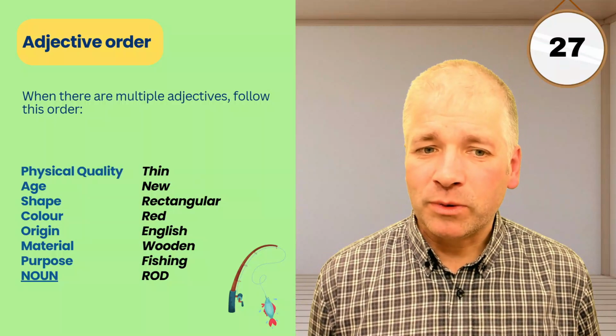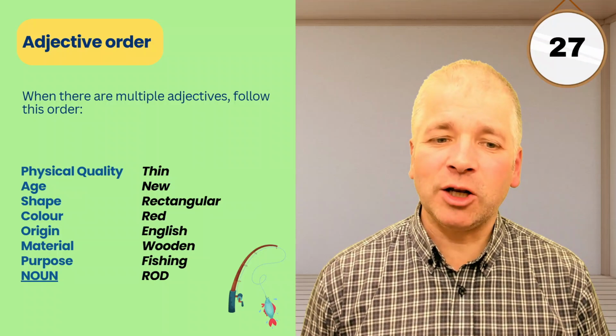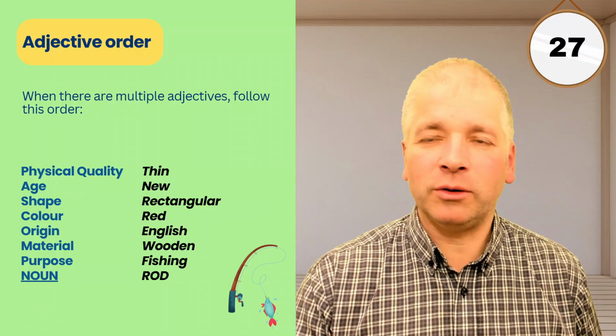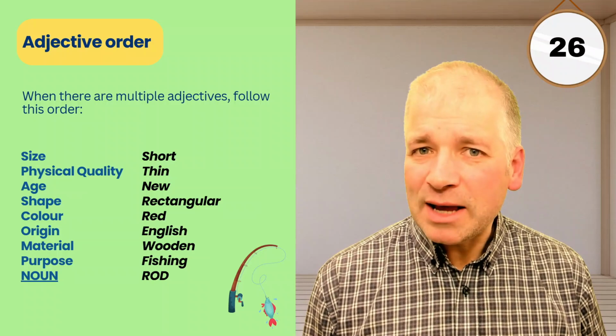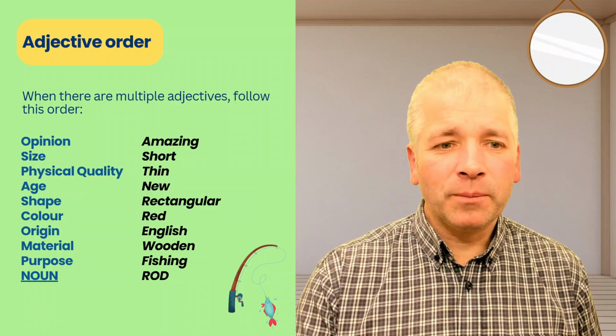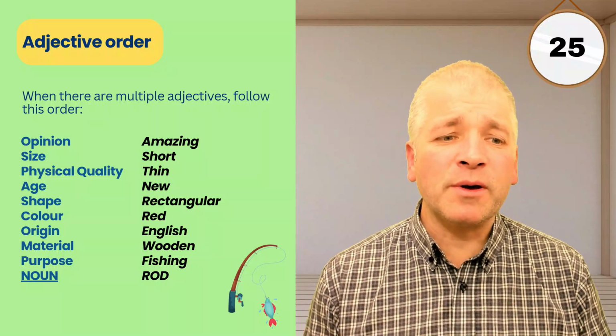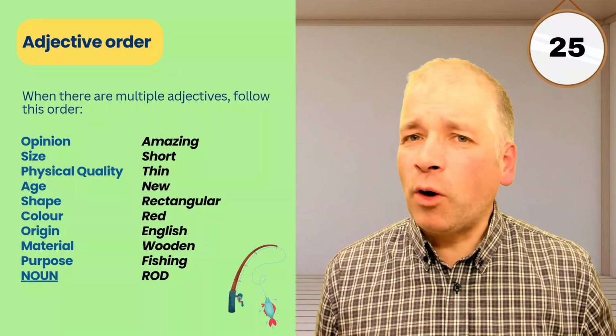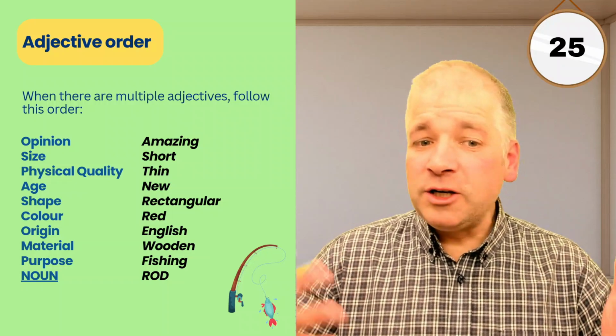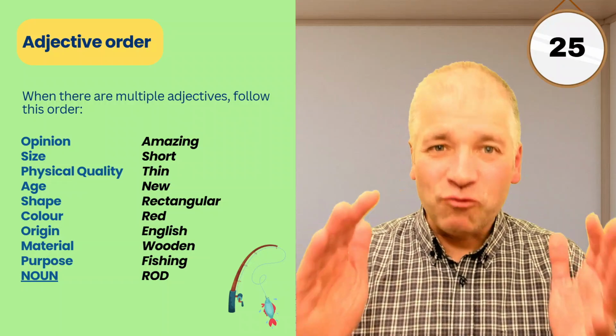Physical quality. A thin, new rectangular red English wooden fishing rod. Then size, short, for example. And then opinion. The opinion comes first. What type of rod is it? It's an amazing, short, thin, new rectangular red English wooden fishing rod.